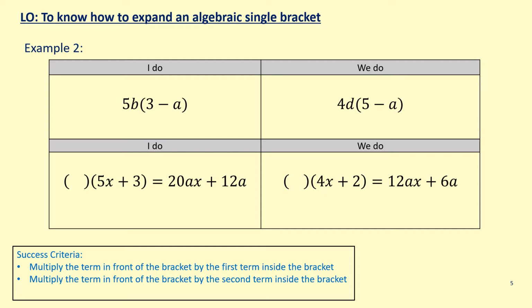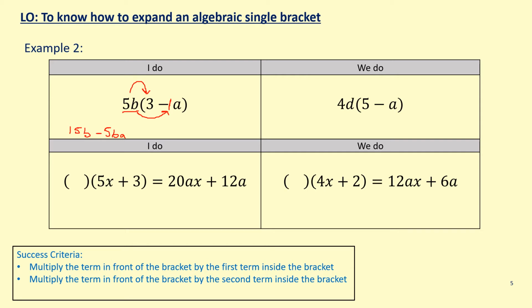Alright, so now we're going to do another example, and this time our term outside the brackets is 5b. So we're going to do 5b multiplied by 3, and then we're going to do 5b times minus 1a. So 5b times 3 is 5 times 3, 15b. Then 5b times minus 1a, 5 times 1 is 5. ba is just ba. And then it's a positive times a negative, so you have negative 5ba.